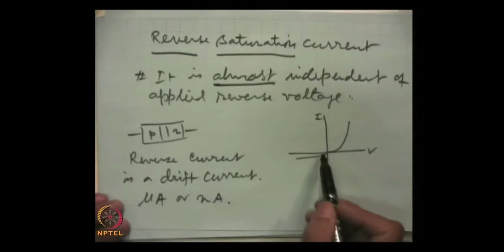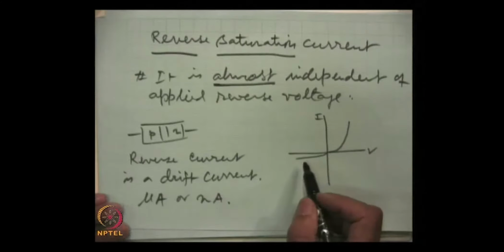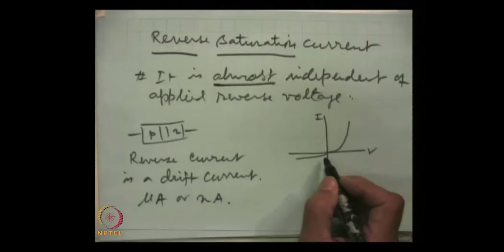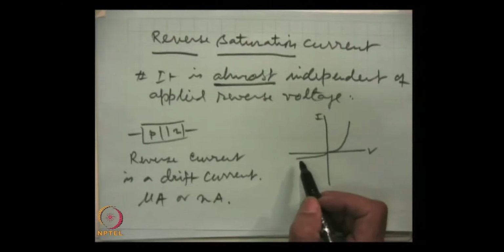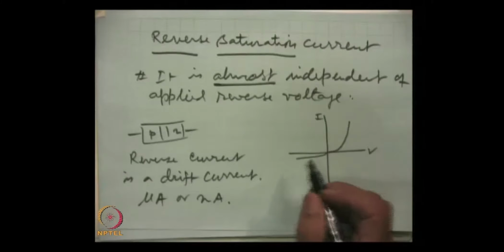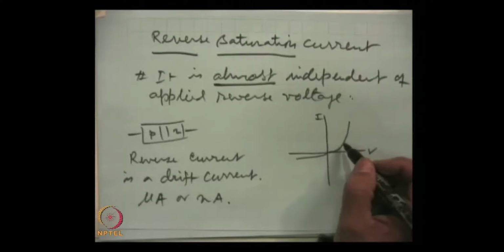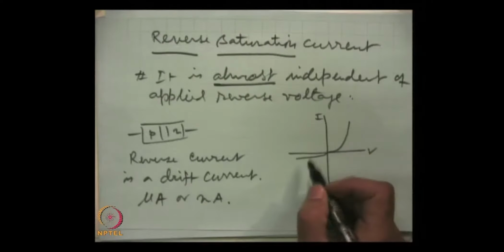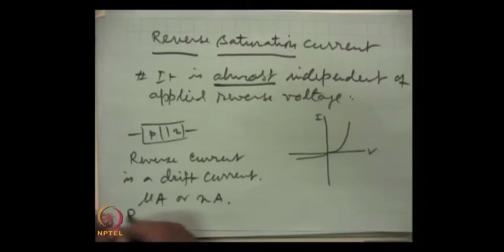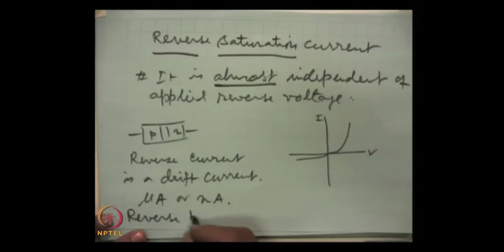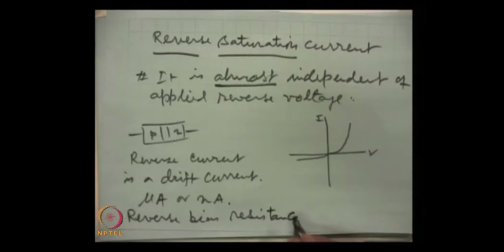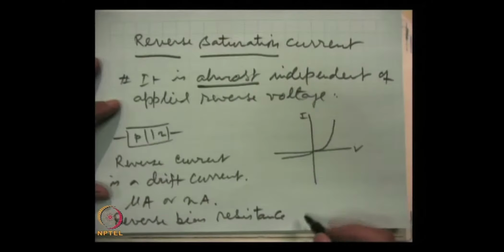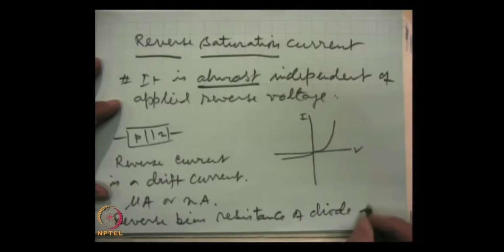Another very important point which we can derive from these reverse characteristics is that when we change the voltage significantly, there is an insignificant change in the current. That means the reverse resistance is extremely high, while the forward resistance was just a few tens of ohms. This is normally in kilo ohms and meg ohms, around meg ohms.